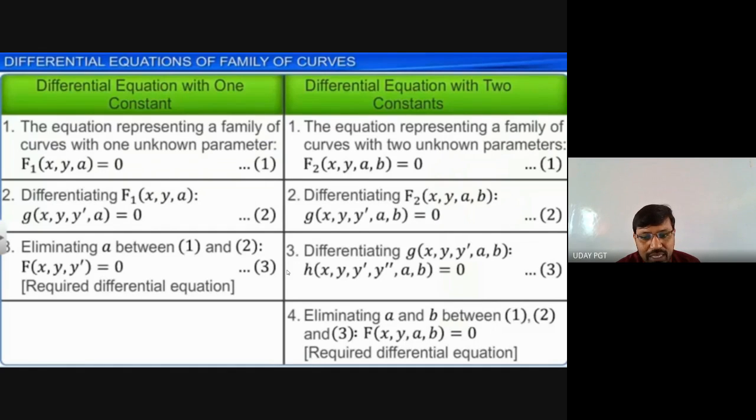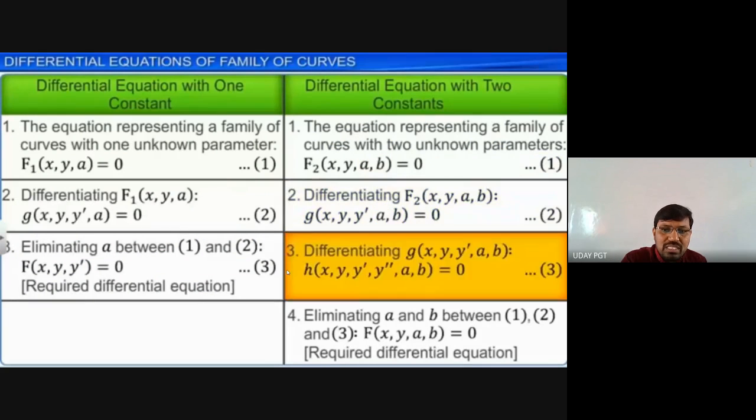Actually here it is given that eliminating a and b, but in this one small mistake is there. Try to identify: the fourth point you see here, f of x comma y dash comma y double dash should be given, but it is given as a comma b. Did you get my point here? Yes, sir. So a comma b will not be there. After eliminating, a and b will not be there, and we are going to have y and y dash. Okay, so this is the thing you need to remember.